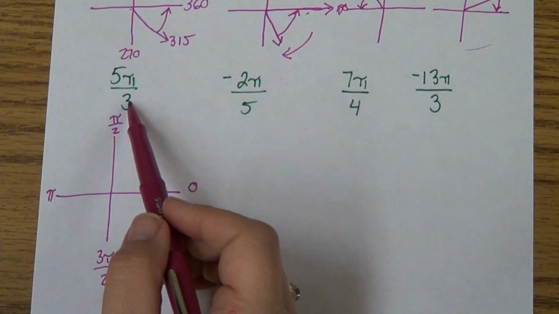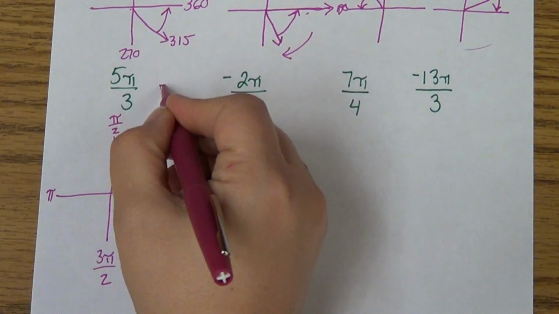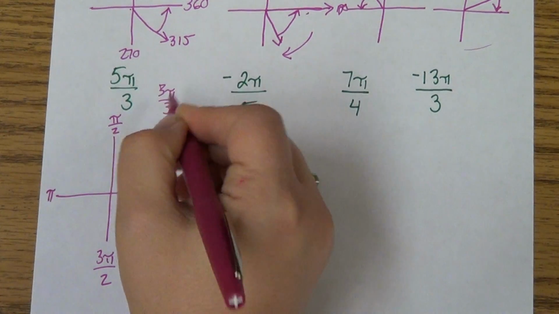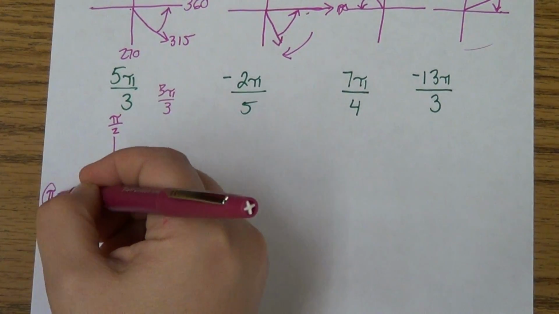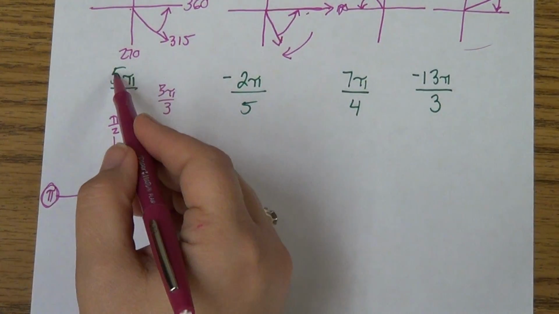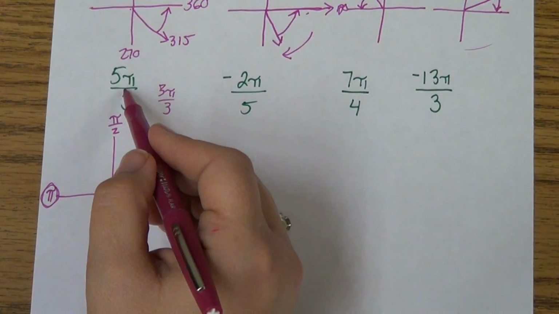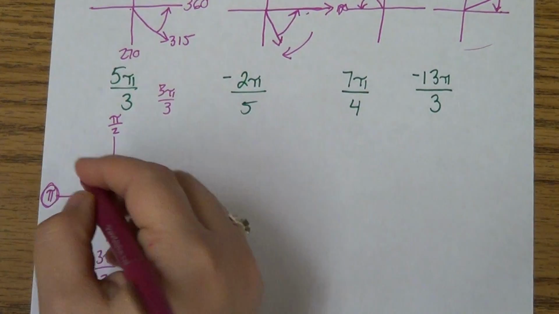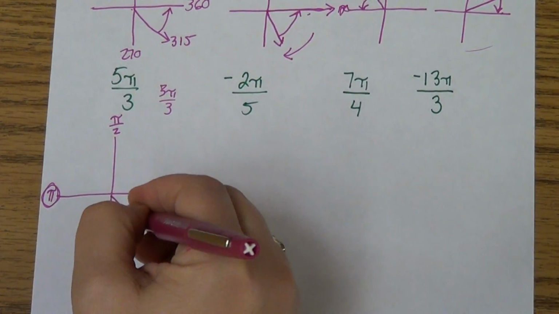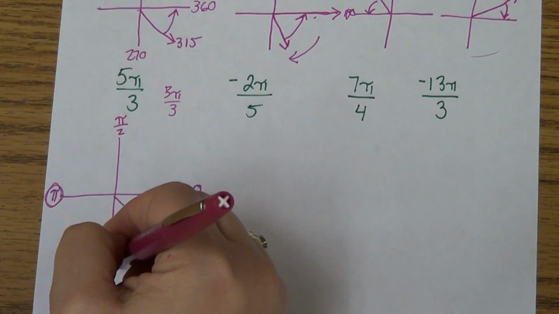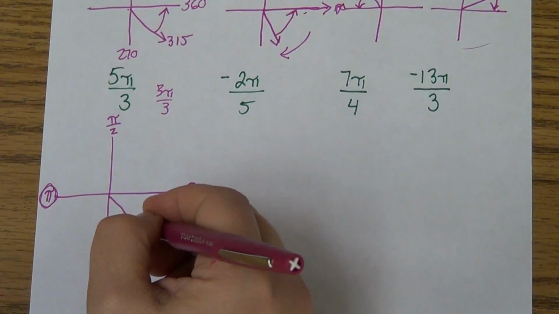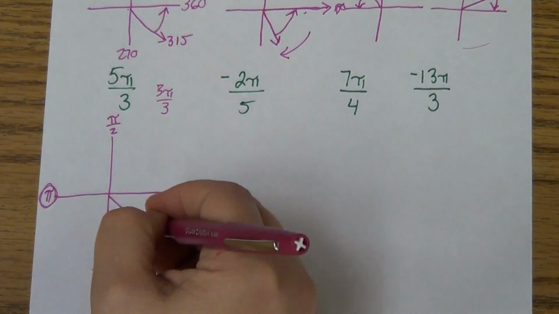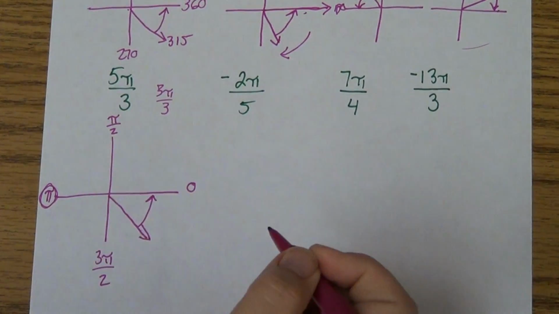So if it's 5 pi over 3, well, 3 pi over 3 would be 1, right? 3 over 3 equals 1. So 3 pi over 3 would be right here. We still have 2/3 left of that. So we're going to be down here because 2/3 is bigger than a half. So we have to figure out, quicker to go this way or this way? Well, it's quicker to go this way.